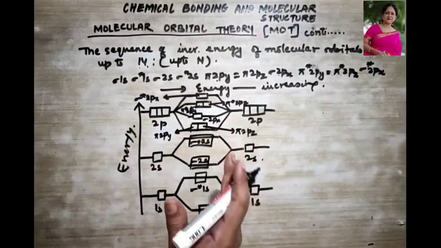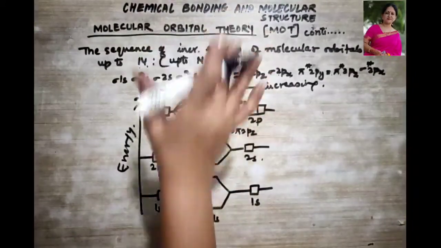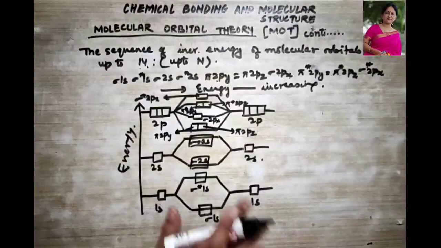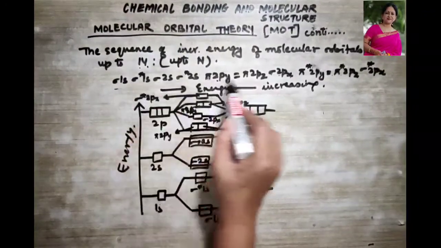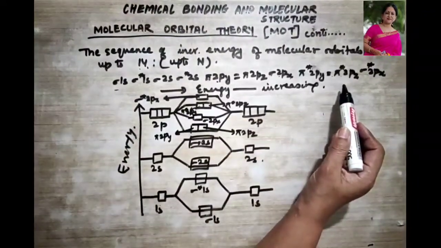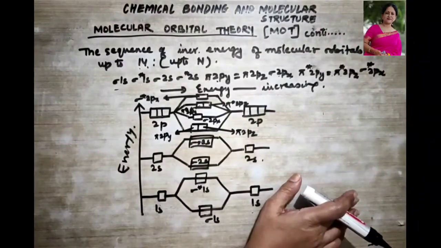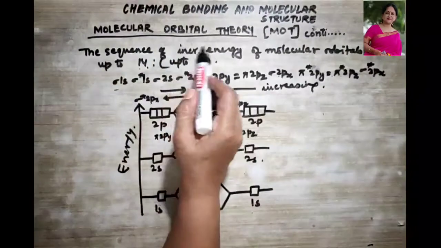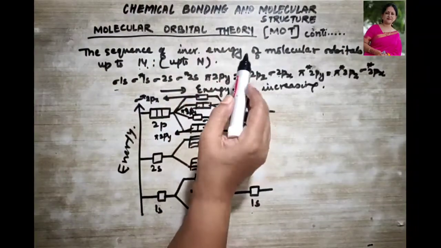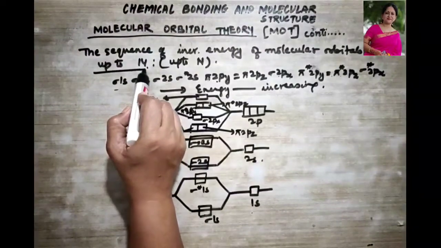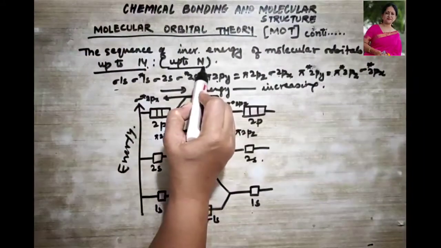Next time when I draw, I'll draw it on the whole page, then you will be able to see it carefully. Okay, so I hope you have understood how to show this increasing energy of the orbitals in the form of a diagram. So this was about the sequence of the increasing energy of molecular orbitals only up to atomic number 14, that is only up to nitrogen.